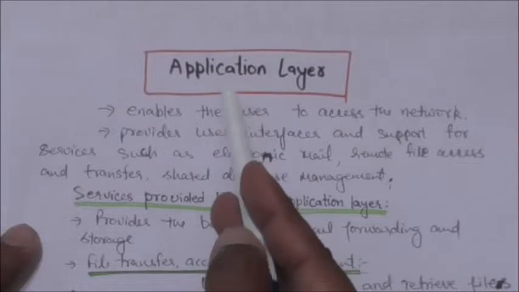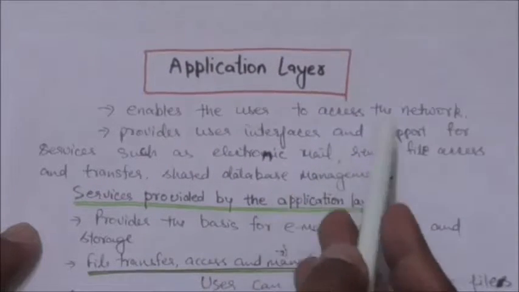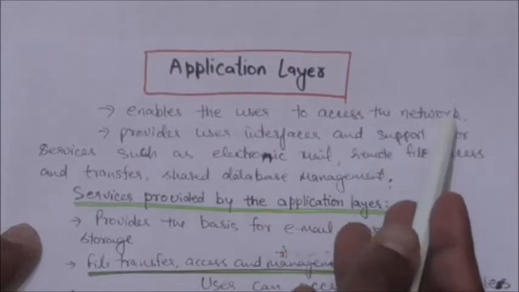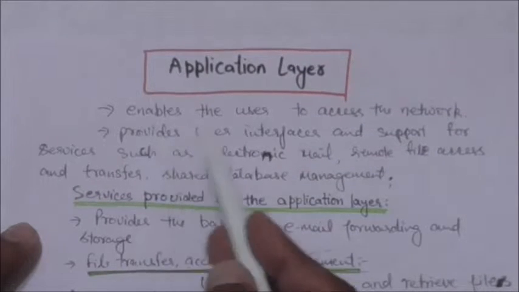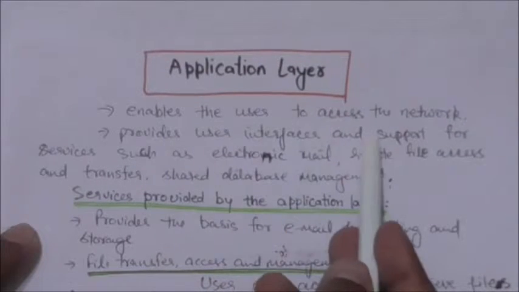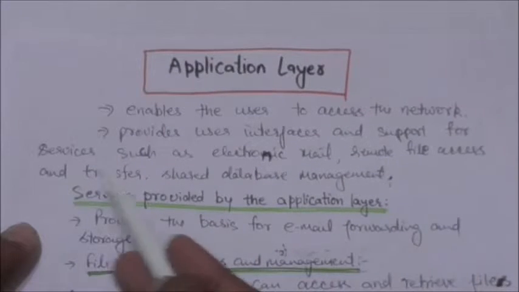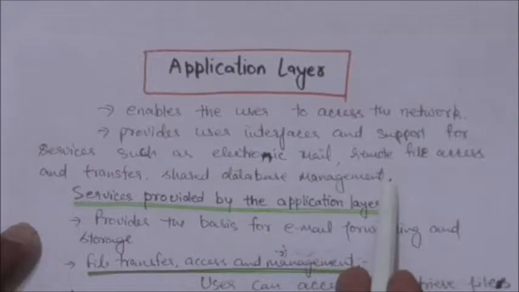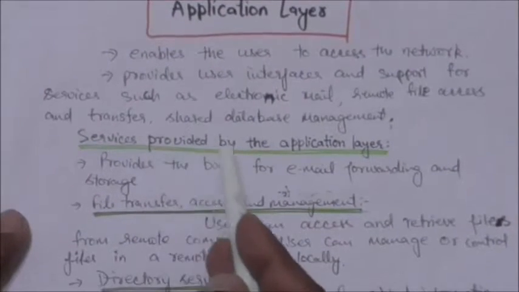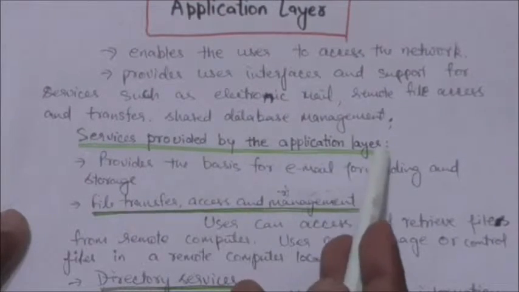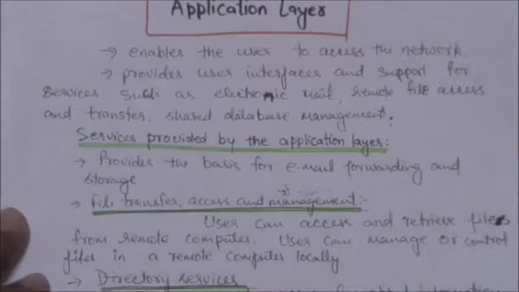The application layer is the seventh layer of the OSI model. It enables the user to access the network. This application layer provides user interfaces and support for services such as electronic mail, remote file access and transfer, shared database management. Some specific services provided by the application layer are what we are going to discuss here.